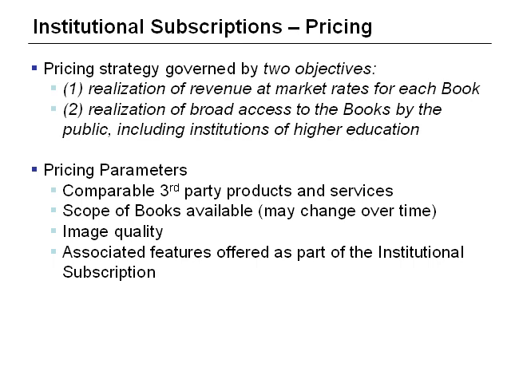These twin objectives, maximizing revenue and maximizing public access, can only be consistent up to a point. At the end of the day, Google and the registry have to choose one or the other as their primary objective. The agreement indicates that the pricing for institutional subscriptions will be determined in reference to comparable third-party products and services, the scope of contents of the books available, and the quality of the scans and other features offered as part of the institutional subscription.